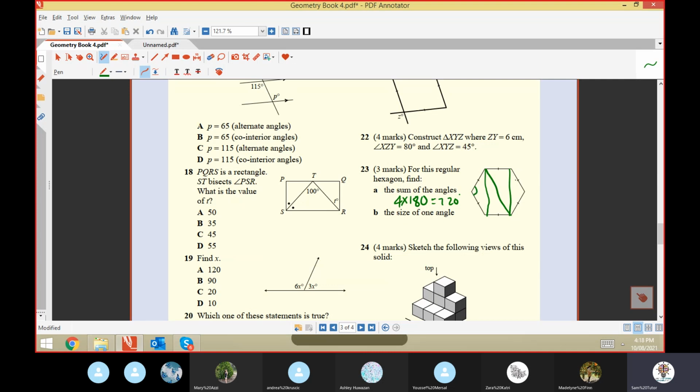And then the question says, find the size of one angle. How many angles do you actually have? You have 6 angles, so you would have just done 720 divided by 6. Any questions there? I know some of you wrote that the sum of the angles here is, I don't know, 180 or 360. Be careful, that's not correct.